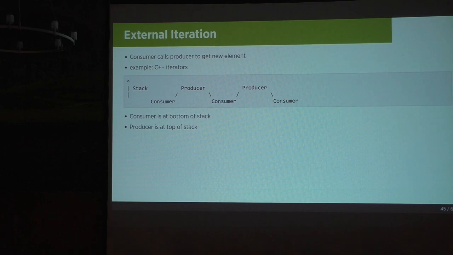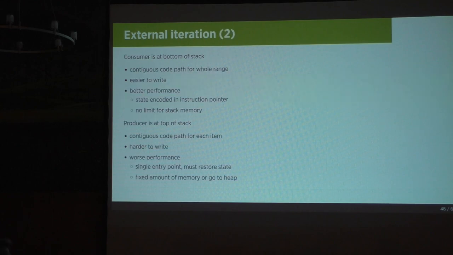Here is the theoretical underpinning of the difference between iterators and visitors. In an iterator, you have the consumer at the bottom of the stack. Your program flows along, and whenever it wants a value, it says star it, and then it says plus plus it, and then it says star it. So the bottom of the stack is flowing along, and the producer is at the top of the stack, and you always reach up into the producer and say, hey, give me a value. That's what iterators are doing.